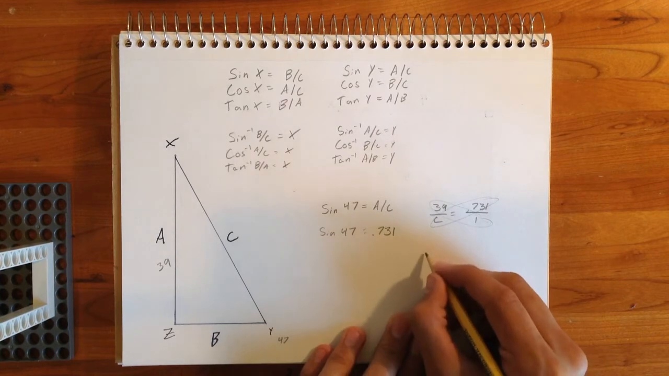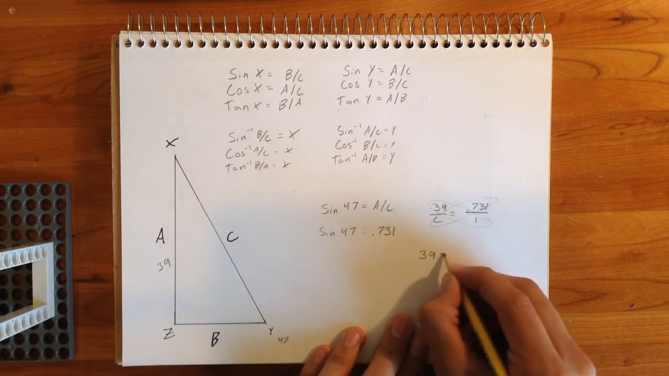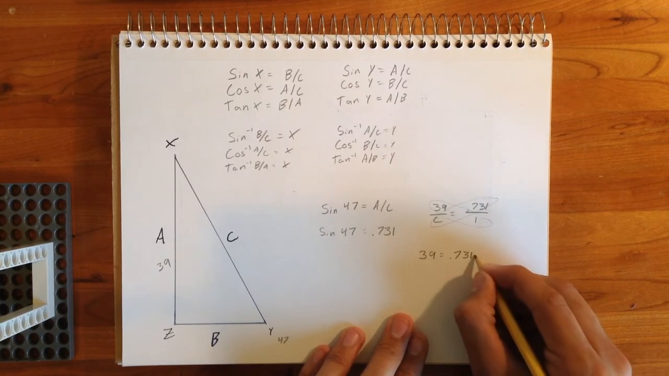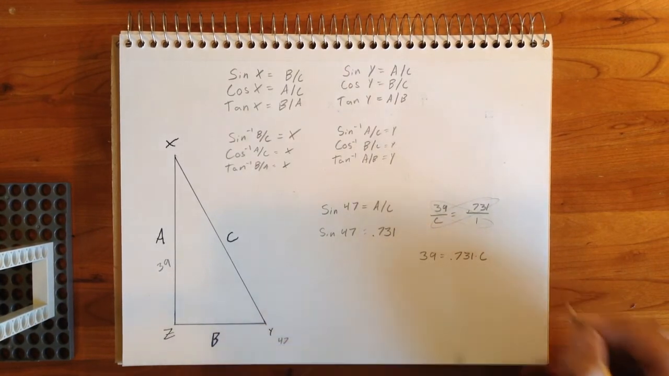And then if we just solve that like we would a regular equation, dividing both sides by 0.731, we can come to our answer, which is 53.352 is equal to c. And that's our answer there.